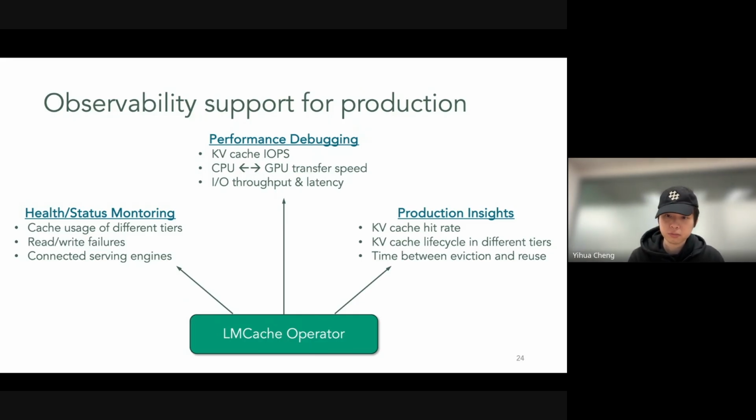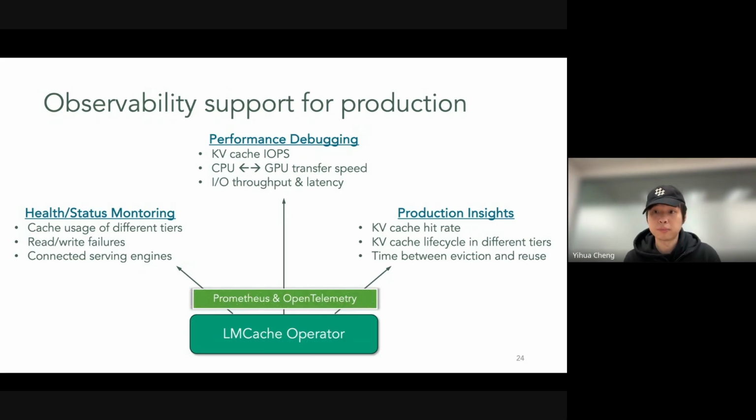And also, LMCache can support monitoring the KV cache lifecycle in different tiers. For example, how long does this KV cache stay in CPU? How long does it stay in disk? Those kinds of things. We can also support this time between eviction and reuse, telling you that now your storage is not enough. You probably want to increase your storage by X% to improve the cache rate by Y%, something like that.